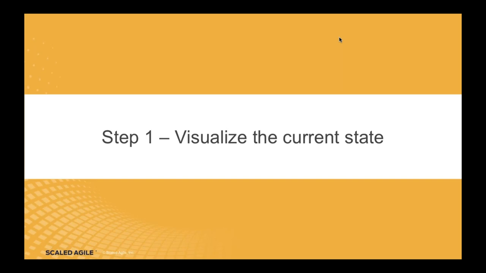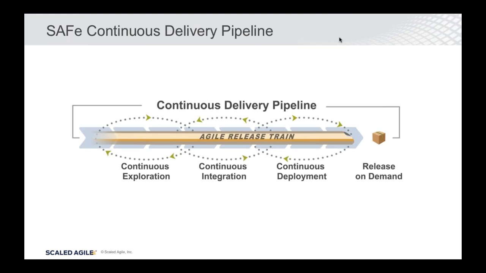And when I talk about what the current state is, I actually talk about this. This is our continuous delivery pipeline in SAFe. You can see the value stream underneath this continuous delivery pipeline. We're talking about continuous exploration, continuously thinking about what customers want, continuously integrating the work, continuously deploying it to production, and then releasing on demand. So when we look at this whole thing, how is it performing right now? Not just the deployment part, not just the build part. All of it, from idea to value, how is it performing right now?